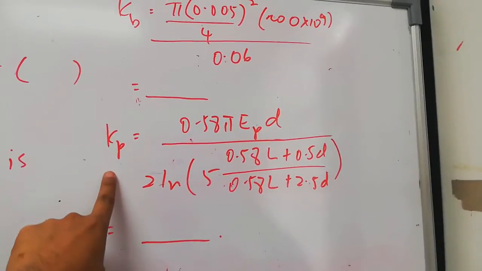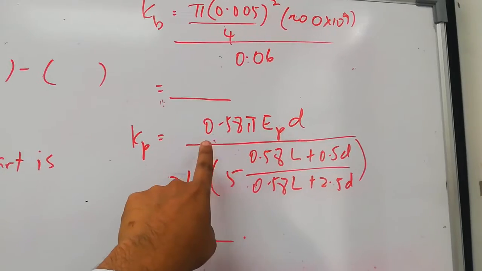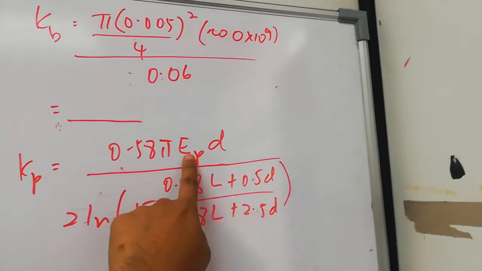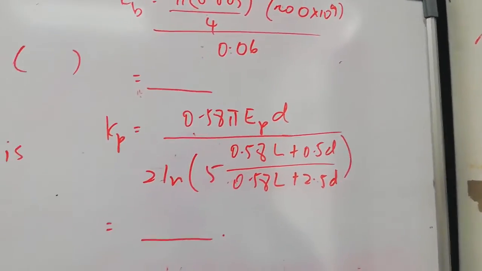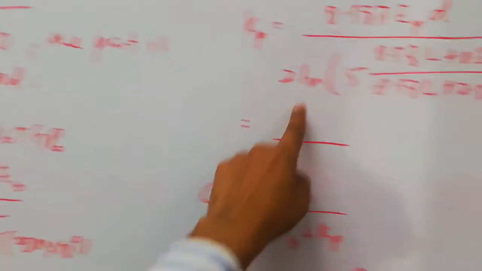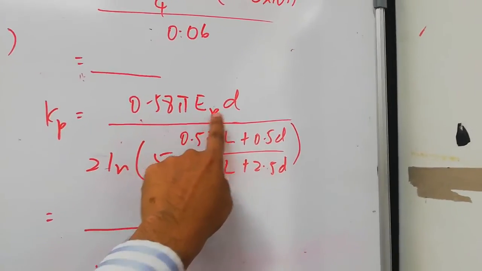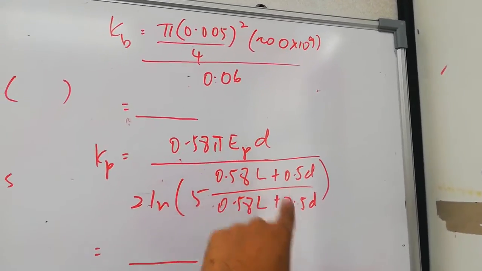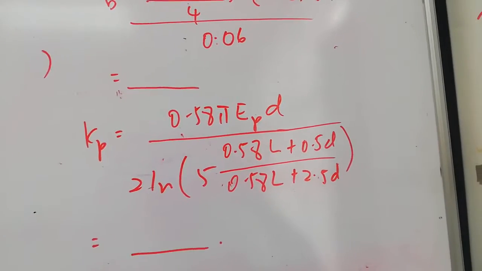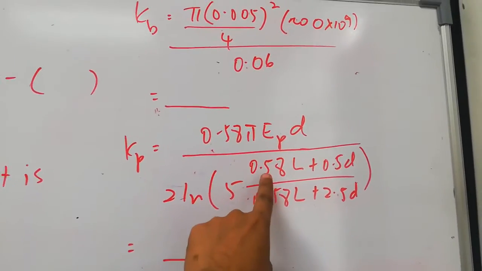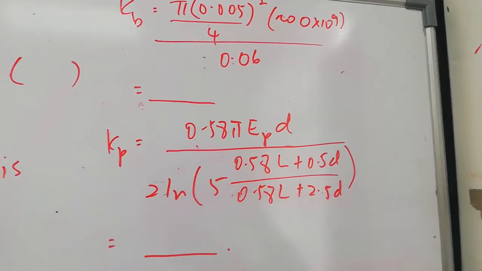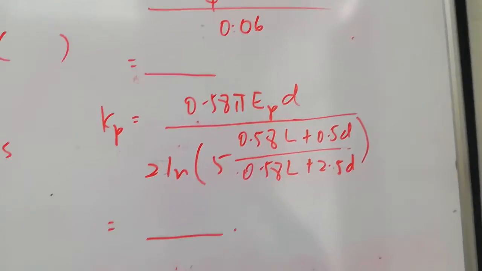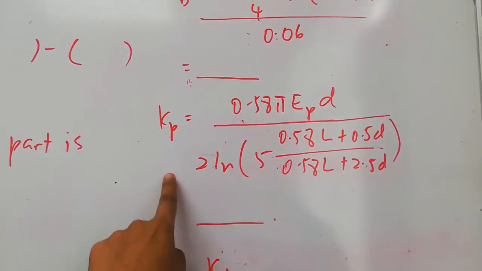Similarly for Kp, this is the formula for Kp, so we just substitute the values. Ep is the modulus of elasticity of the cast iron, which is 165 gigapascal. Then this is the diameter of the bolt, which is 0.05 meter or 5 millimeter. And then 2 ln 5, 0.58 L as 0.06. D is the diameter of the bolt, and then we get the new value of Kp.